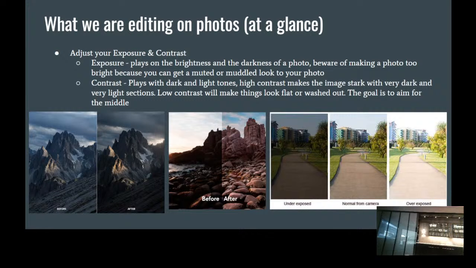Adjusting your exposure and contrast. Exposure plays on the brightness and the darkness of a photo. Beware of making a photo too bright because you can get a muted or muddled look to your photo. And you can see that on the bottom right image. The underexposed is extremely dark, overexposed looks washed out, and then that middle section looks just right.